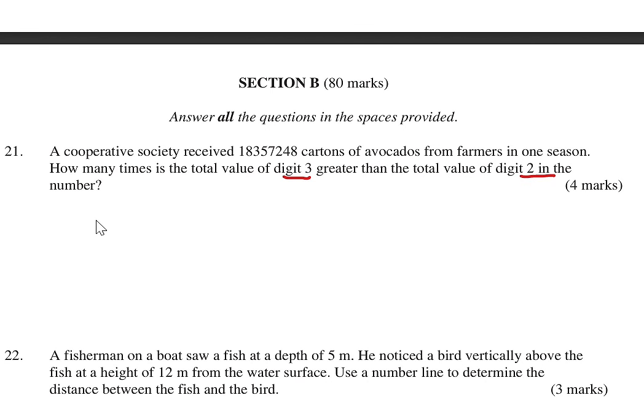So here we have 1, 1, 8, 3. Then you have 5, 7, 2. Then you have 4, 8. Now total value of digit 3. So 3 kwa wapi? Inakuja ndo hii hapa. Total value very easy. Just drop the number. Replace all this other number with 0. So total value ya 3 itakuwa ni 3. 0 ngapi? 1, 2, 3, 4, 5.